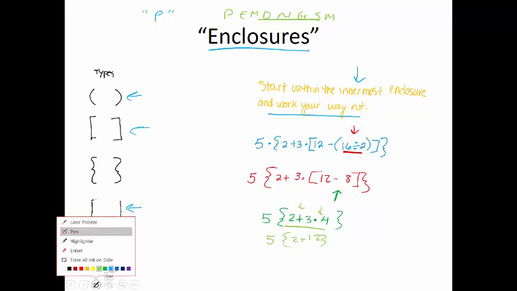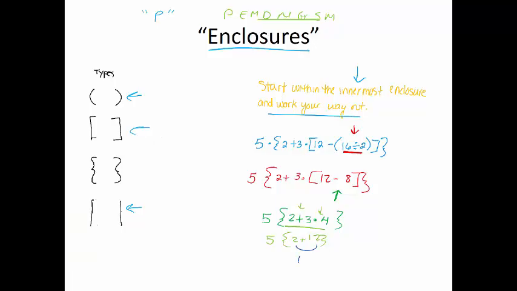And now we're almost done with this. 2 plus 12 is 14. So we have 5 times 14, which is 50 plus 20. So 70.